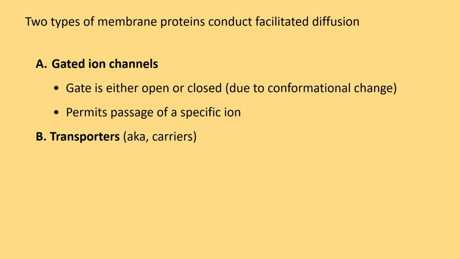So gated ion channels are gated, where that gate can be open or closed. I'll show you an image of that in just a moment. And ion channels are for ions. Only ions pass through ion channels. And most ion channels are specific. So for example, a sodium ion channel only allows sodium through. It won't allow calcium ions to pass through. It won't allow magnesium ions to pass through. So ion channels are specific, as are transporters.